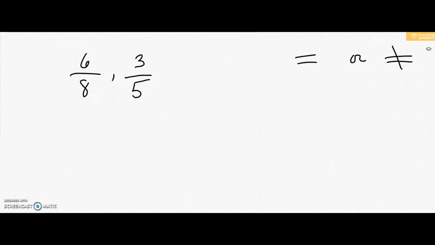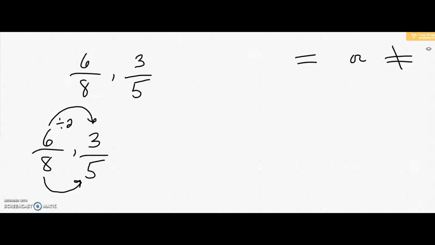Okay, so the second example, here it is. The first thing I want to do is not use the cross method. I'm going to see if these are equal by looking at how 6 becomes 3 and how 8 becomes 5. I know that if I take 6 and divide it by 2, I get 3. But when I take 8 and divide it also by 2, I don't get 5. So these are not equal.